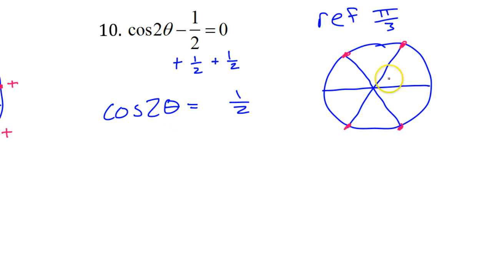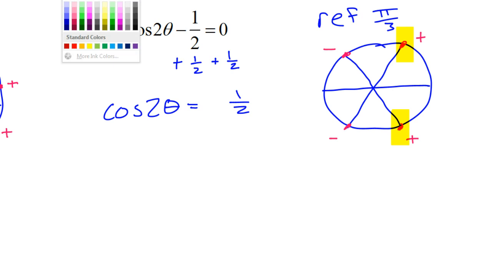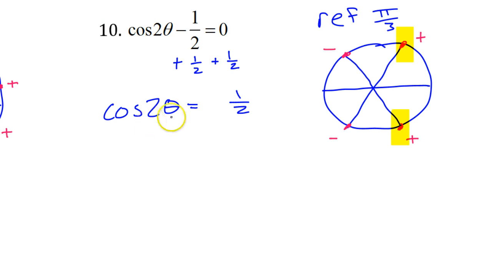Now the cosine of all of these will be some kind of 1/2. It's just that these two will be positive and these two will be negative 1/2. Cosine is the x value on the unit circle, so positive on the right, negative on the left. In this particular case, we want the cosine to be positive 1/2, so these two angles will be the solutions. Now remember, we're not solving for theta, not yet. At this point we're solving for 2 theta.